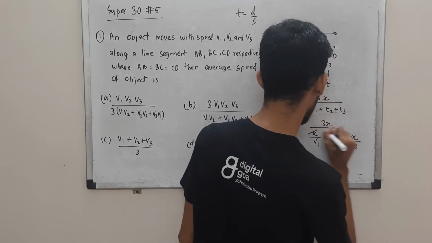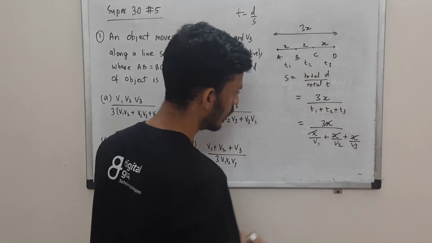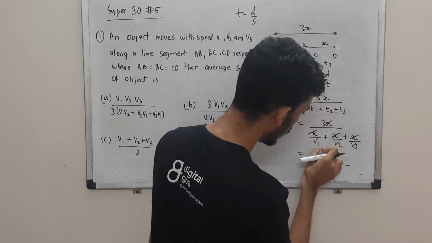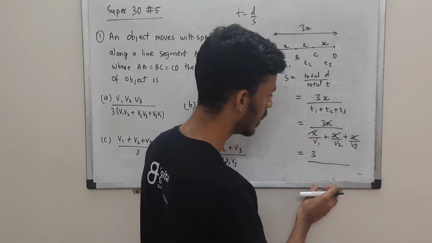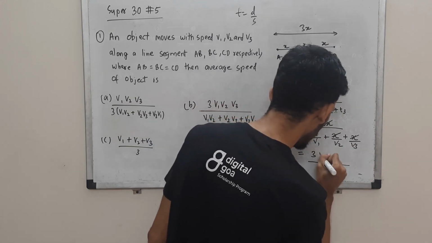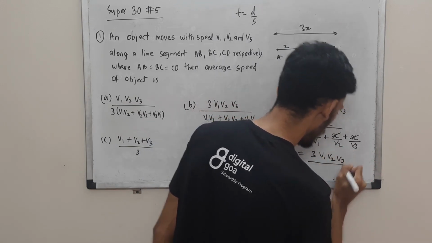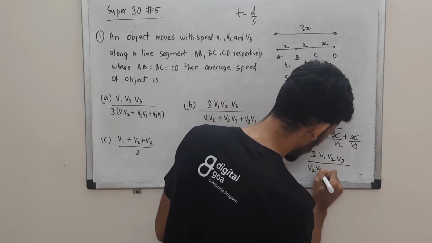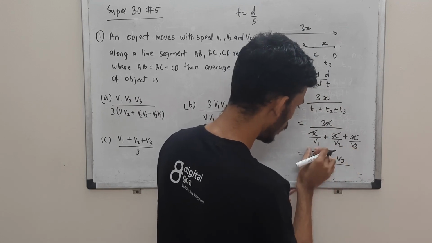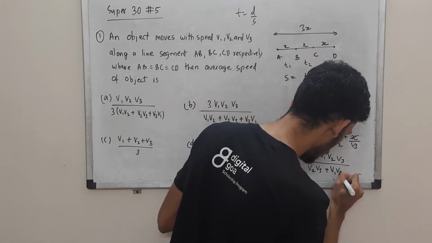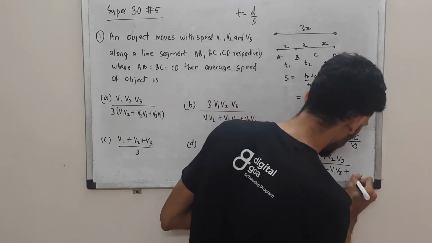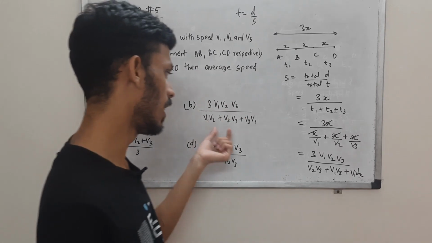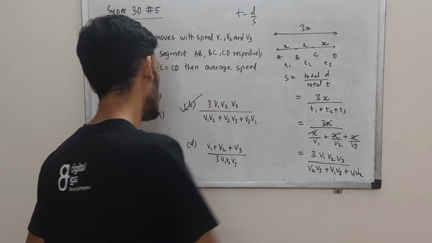So you can see x will cancel out, and you can take the LCM. You'll get v1 into v2 into v3 in the denominator, so you can take it in the numerator, and what will you have over here? I'm just taking the LCM: for v1 you have v2 and v3, for v2 you'll have v1 and v3, and for v3 you'll have v1 and v2. If you see which option is matching, 3 times v1 v2 v3 over this, and yes, this pairs. So option B is matching.